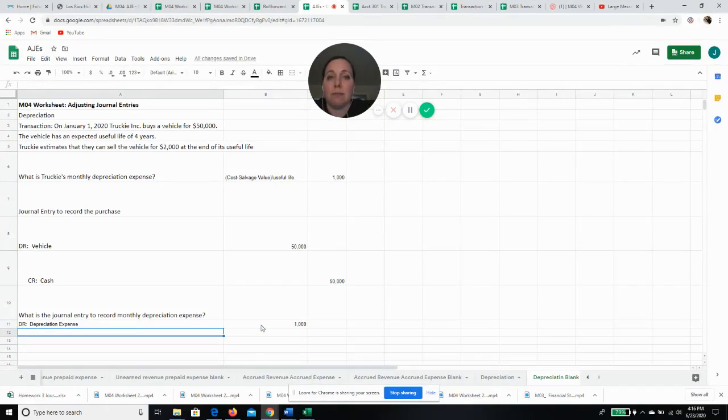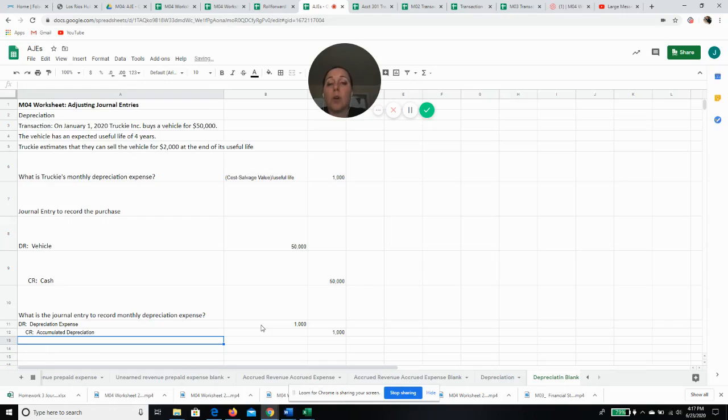Our credit, you would think it was going to be to equipment because we're basically reducing the value of the equipment on our books, but we're not. We're going to use something called a contra asset account. A contra asset account sits with the assets, but it has a natural credit balance. Okay, and our contra asset account is called accumulated depreciation. And we're going to credit that for 1,000.